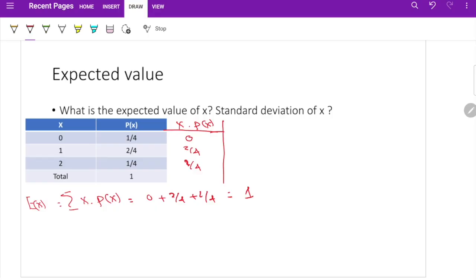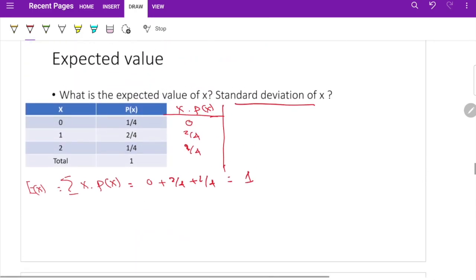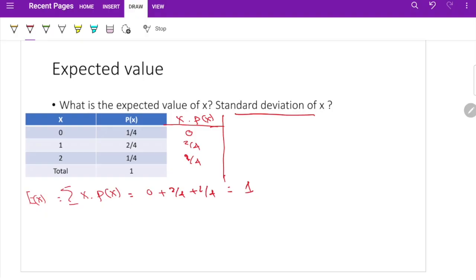Standard deviation is a long way of calculating, so we're going to do it in Excel. I'm going to move, after I finish this one, to Excel. So let me pause here because we're going to do the Excel part for this problem and maybe another problem. After that, we'll be talking about one important type of discrete probability distribution, which is the binomial distribution.